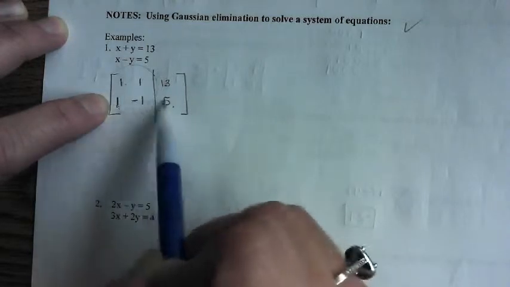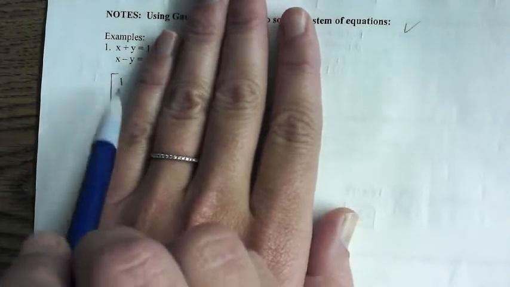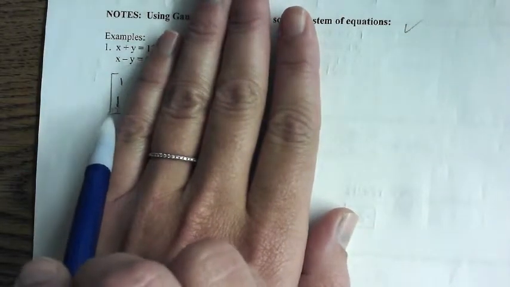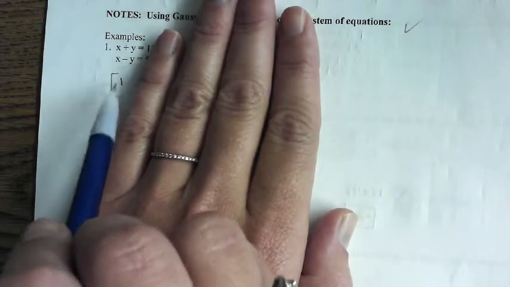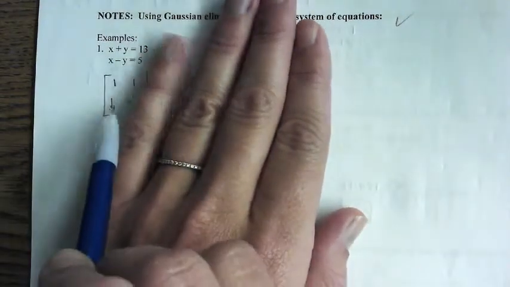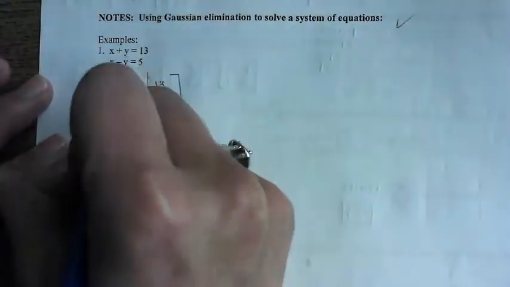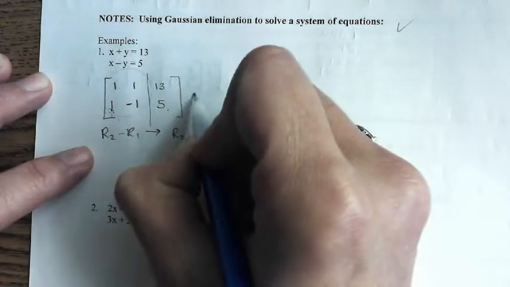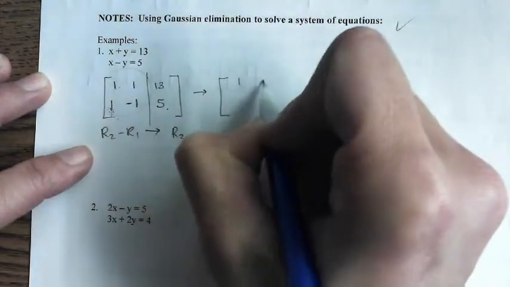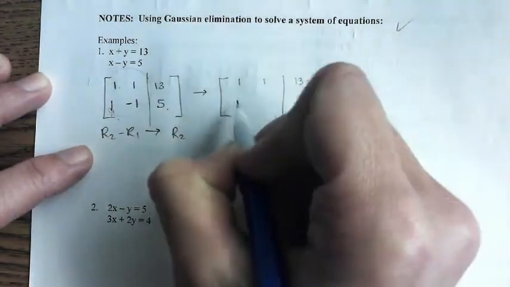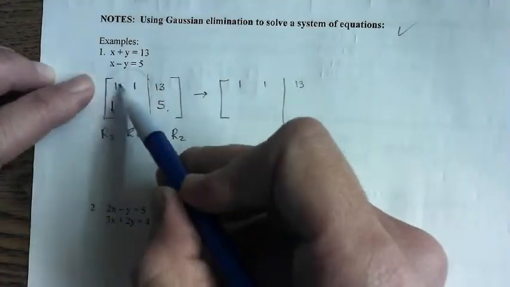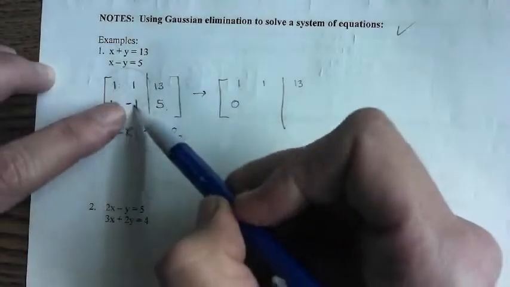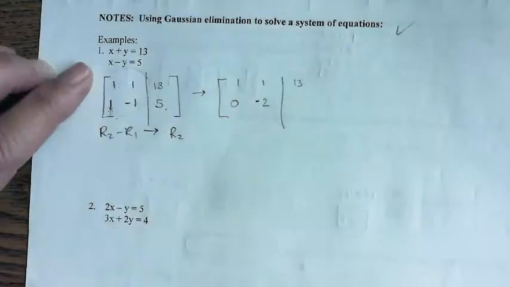What are we going to do to row 2? So really, all we have to look at are these two numbers. What'd you say, Alyssa? Right, you're going to take that number, and you're going to subtract that one. So it's row 2 minus row 1. And that's going to replace row 2. So your top row is not moving. 1 minus 1, 0. -1 minus 1, -2.